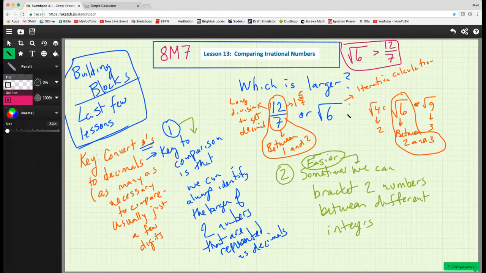And that's what I mean by the easier solution: bracketing our numbers between different sets of integers. If I drew a number line, 0, 1, 2, 3, 12/7 is somewhere between 1 and 2, and the square root of 6 is somewhere between 2 and 3. So 12/7 is less than the square root of 6. Again, we're going to look for the easier thing, but sometimes we've got to go to the harder thing.